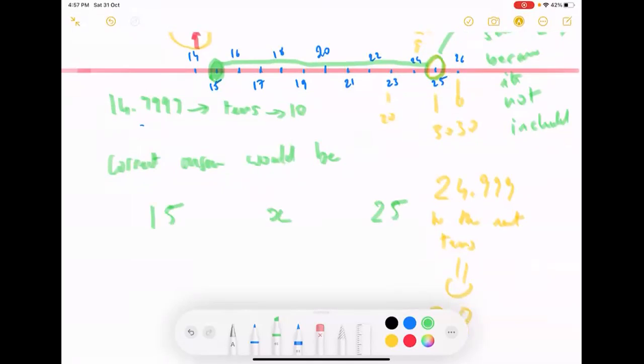Now here's the x. Is 15 included when we round 15 to the nearest tens? Would that be 20? Guys, are you with me? Is 15 included?